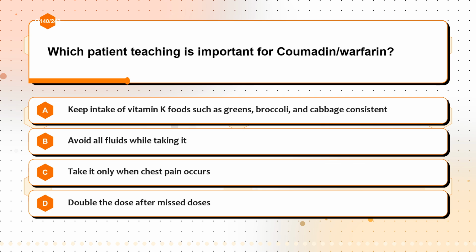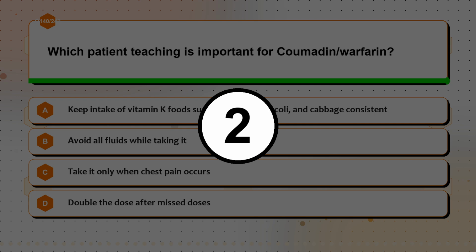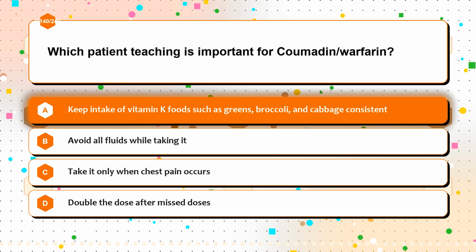Question 140. Which patient teaching is important for Coumadin/warfarin? Here are the options. Option A. Keep intake of vitamin K foods such as greens, broccoli, and cabbage consistent. Option B. Avoid all fluids while taking it. Option C. Take it only when chest pain occurs. Option D. Double the dose after missed doses. The correct answer is option A. Keep intake of vitamin K foods such as greens, broccoli, and cabbage consistent.